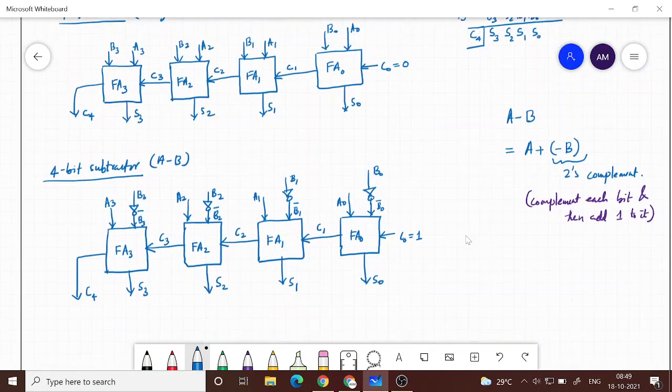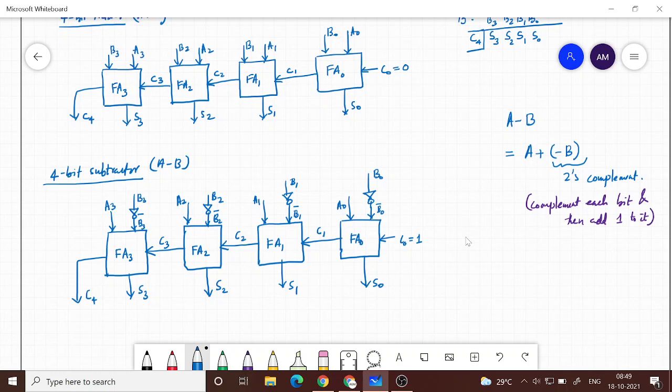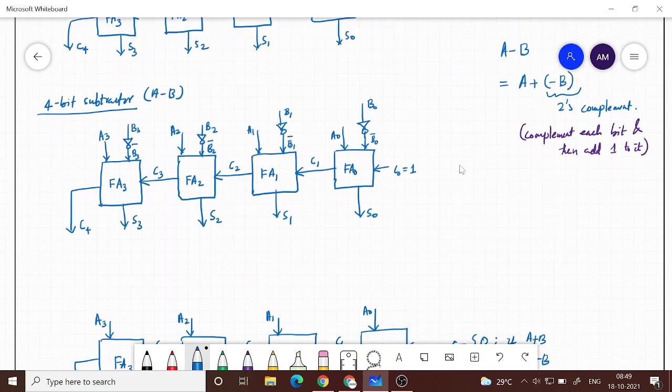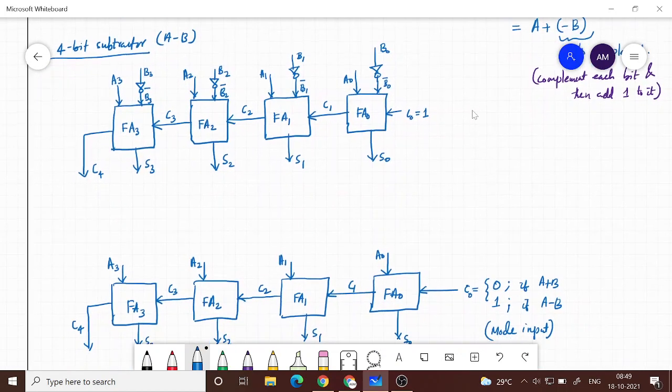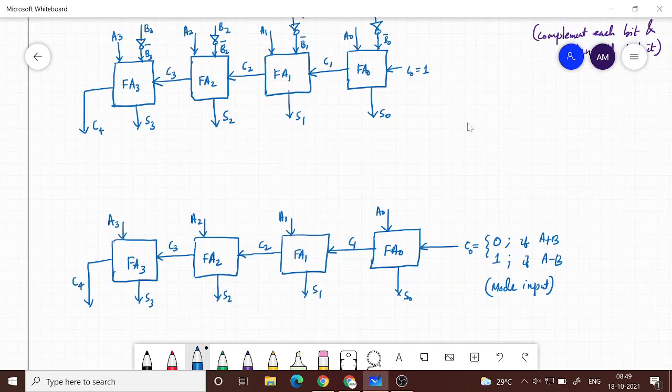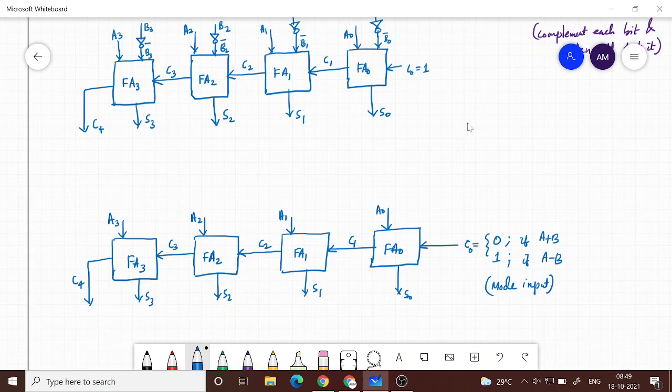Now A0, A1, A2, A3 are given directly, but B0, B1, B2, B3 are given after complementing in the case of the subtractor. So we want to complement only when the mode input is high. Only when the mode input is high do we want to complement it, otherwise we should not complement it. So which gate can complement in a conditional manner? Okay, so the answer is, here we have a mode input and then here we have some Bi.